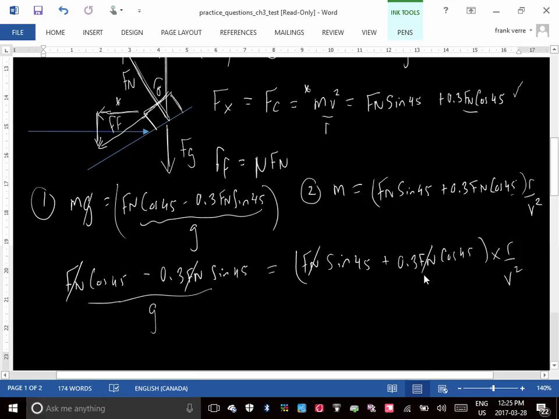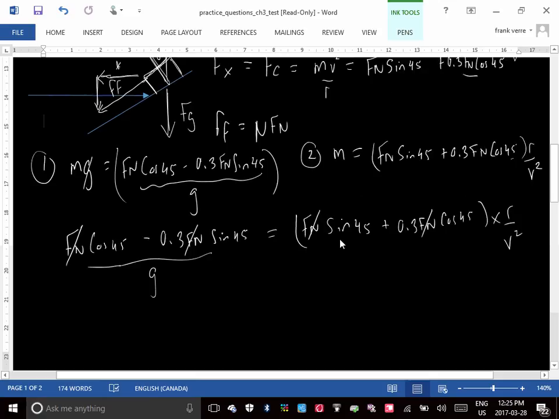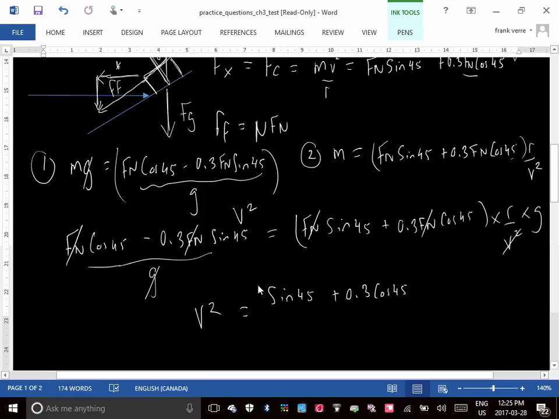Now I can isolate for v squared. I can move the v squared over here and rearrange this equation and set it up this way. So I'm going to get rid of the g, I'm going to move it to this side. I'm going to get rid of the v squared and move it to this side. So it's going to be sine 45 plus 0.3 cosine 45.